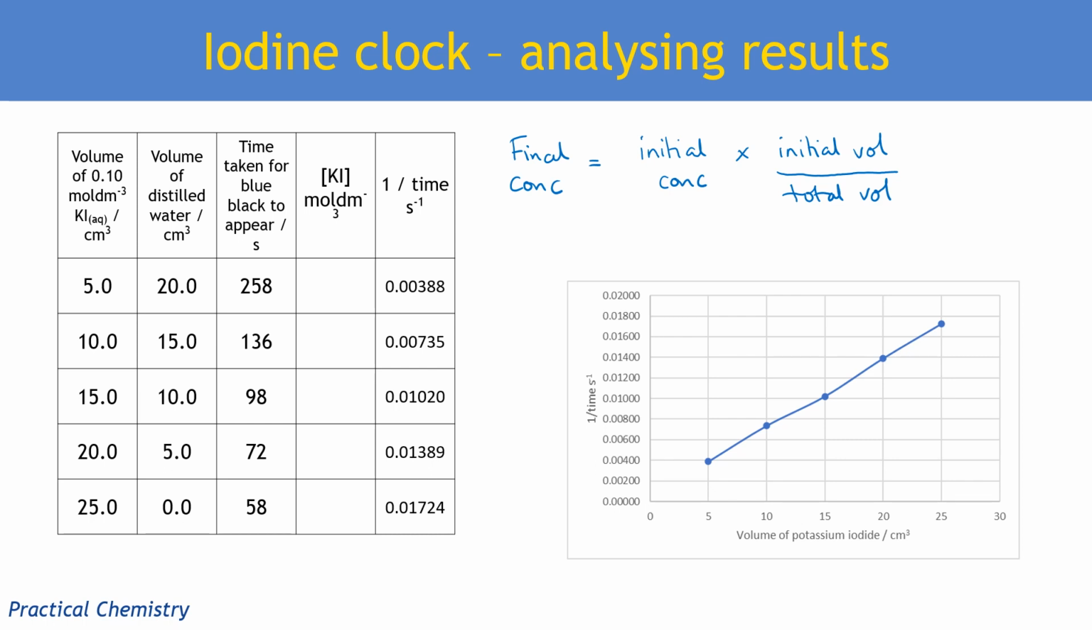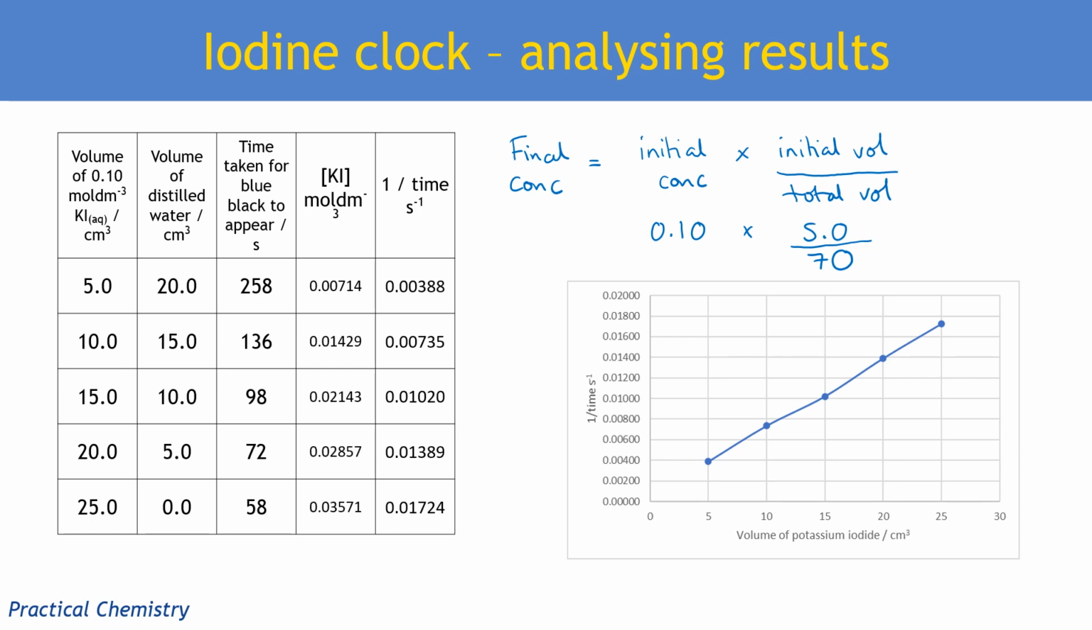So final concentration, if I was going to do that for the first experiment, well, the initial concentration is given as 0.1 in the table, and the initial volume was 5. If I go back and add up all the volumes in the previous table, actually ignoring the starch because it's probably less than 1 centimetre cubed, then it's going to be 0.1 times 5, and the total volume of the whole experiment was 70. So I get a really small number, and I could do that for all of the rest of them.